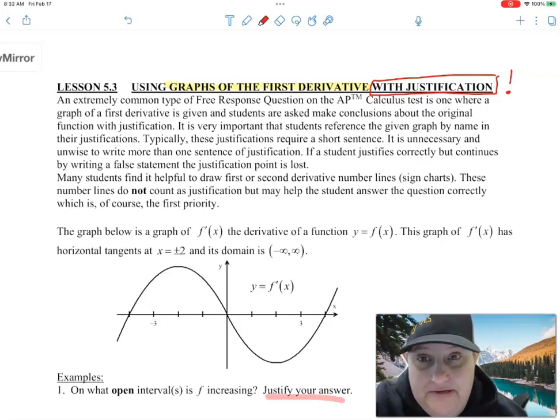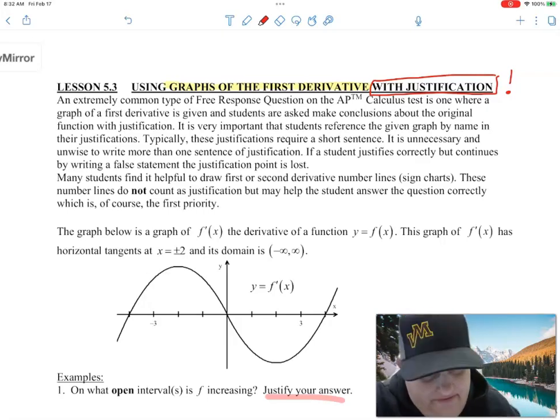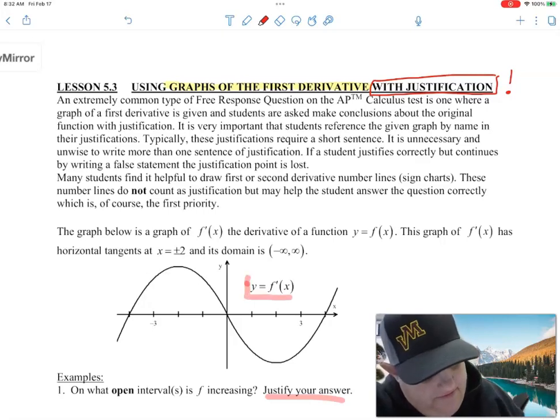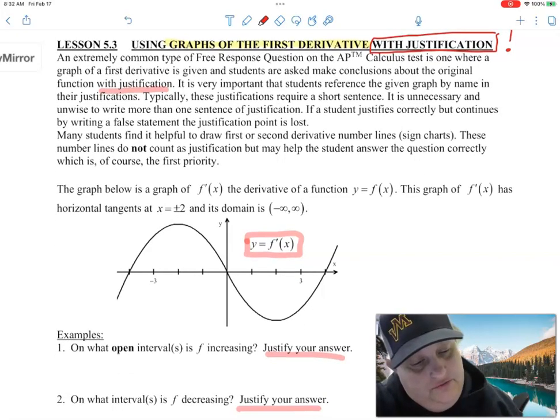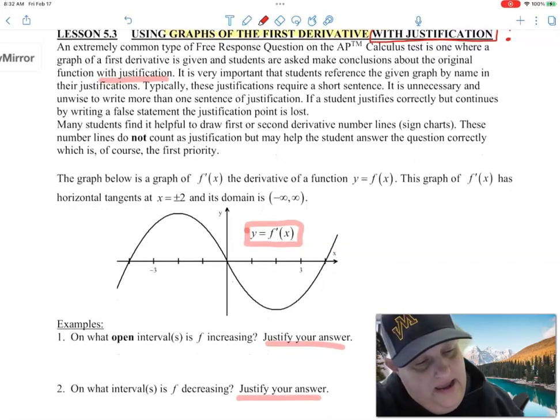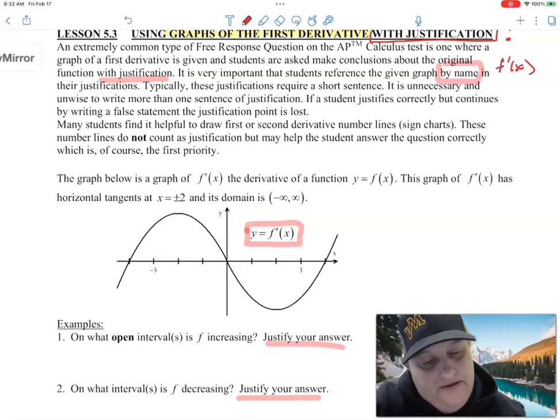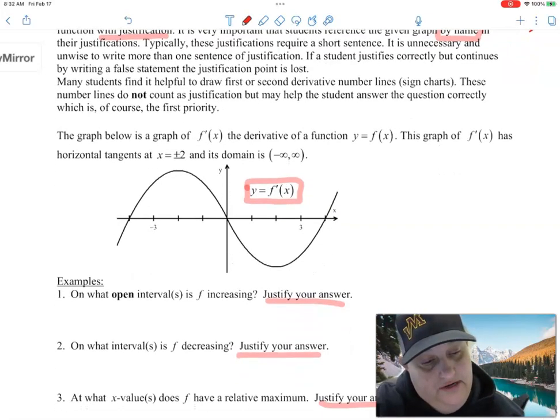Okay, an extremely common type of FRQ on the AP Calc test is one where a graph of a first derivative is given. Notice this is the graph of the first derivative, not the function. Students are asked to make conclusions about the original function with justification. It's very important that students reference the given graph by name in their justifications. You know what this graph's name is? f prime of x.